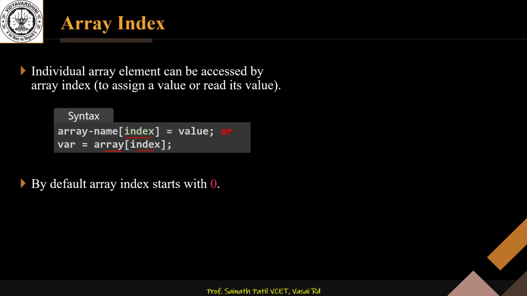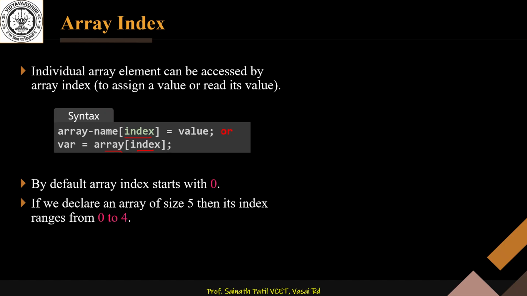By default, array index starts with 0. So if we declare an array of size 5, then its index ranges from 0 to 4. That means when we declare an array of size 5, it stores 5 array elements or 5 variables of the same data type. Each array element will be numbered, and that number is called the index, and that number will be from 0 to 4, or the array index will be from 0 to 4.